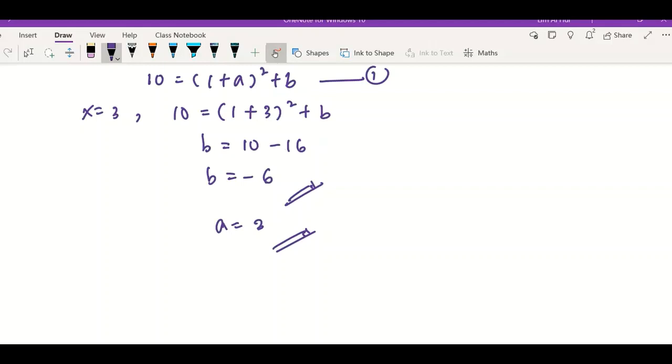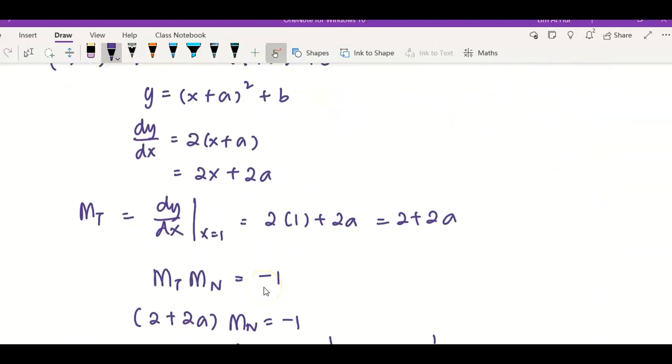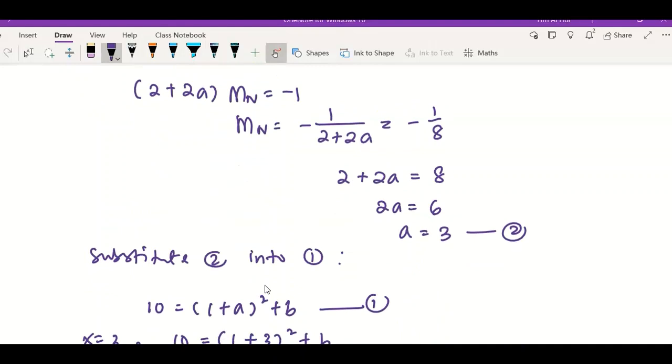Then we'll move to the next question in the next video, because this is just the questions for 4.1. 4.1 is just the questions related to the gradient, normal, and the tangent to the curve. So later, in the next video, I'm going to talk about 4.2, about the extremum problems.